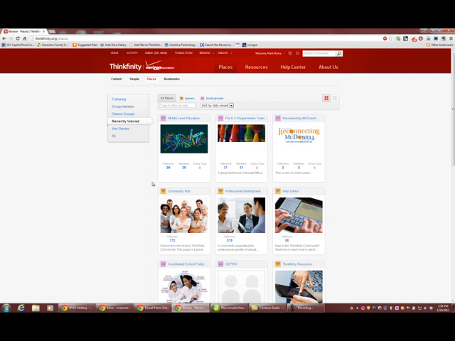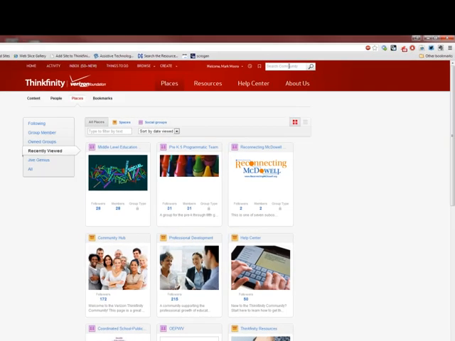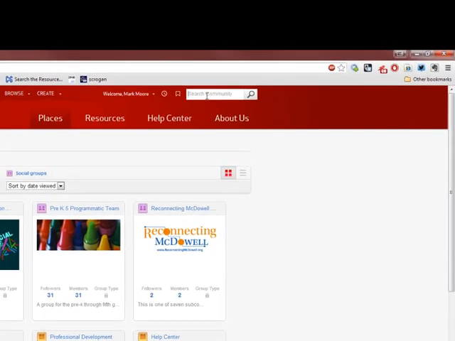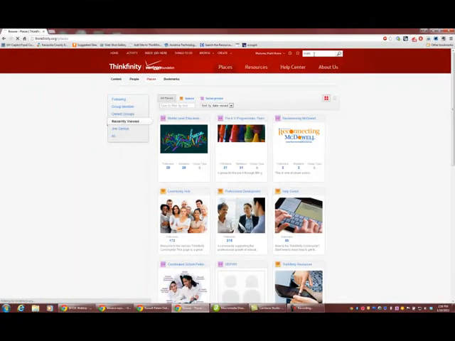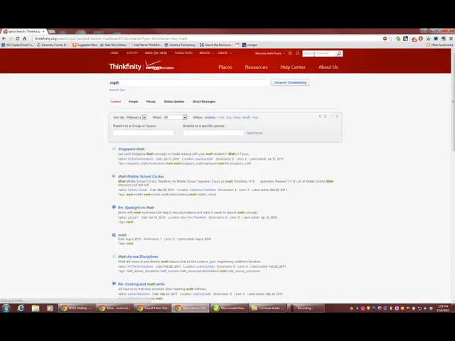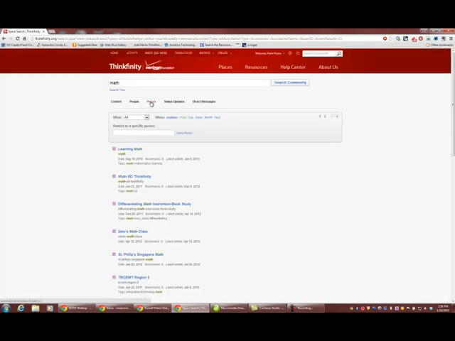How do you find groups to join? Well, you can do that with the search engine at the top of the screen. So what are you interested in? Are you interested in math? And when you search for a subject or a person, you'll find choices. So are you looking for content about math? Are you looking for people regarding math? Or are you looking for groups and places that you can join to discuss mathematics?